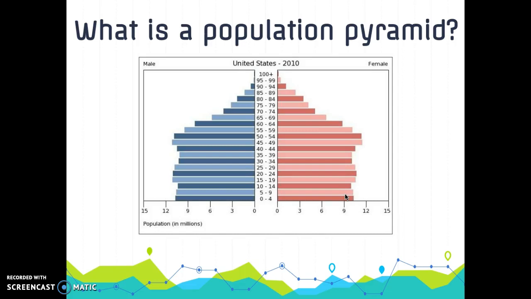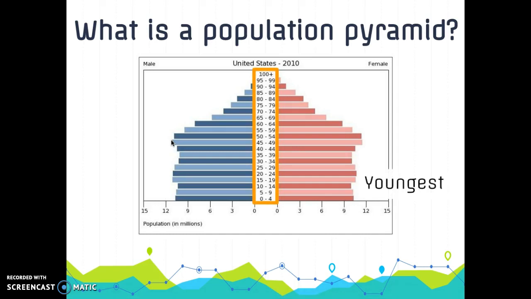Okay, so what is a population pyramid? A population pyramid is a bar graph, okay? And so you can see here, this is the typical population pyramid, and it represents the distribution of population of a country by age and sex, okay? And so you can see here, the graph shows the percentage of population in 5-year age groups.